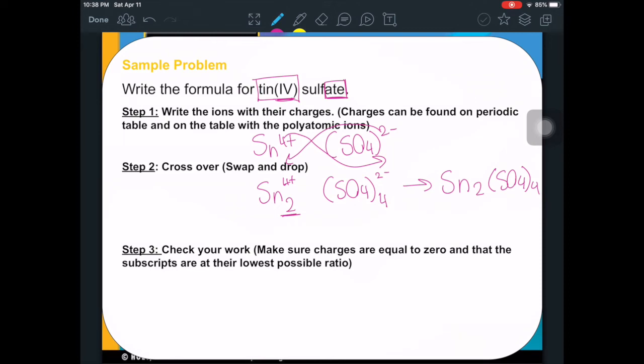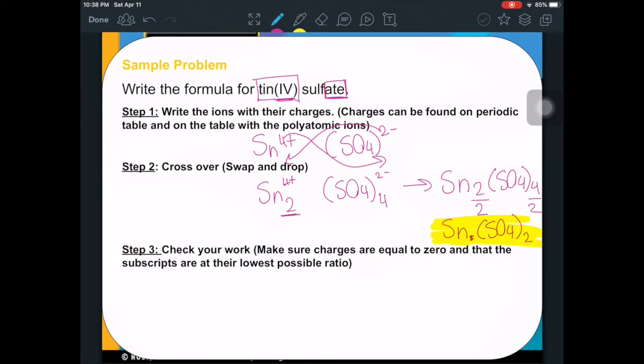Now, even though this looks right, there is only one thing wrong. And the only thing that's wrong is that we can simplify this further. See how there are 2 tins and there are 4 sulfates? We can very easily simplify the numbers 2 and 4 by just dividing each one of them by 2, right? So in the end, we're going to get tin sulfate, SO4, but with a 2 here and a 1 here. And as you guys know, we don't represent the 1, so this is my final answer.